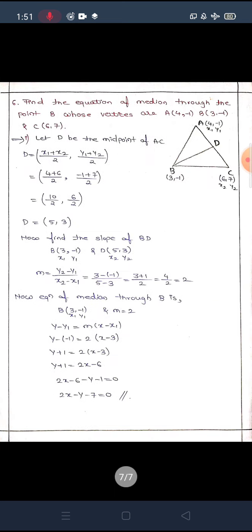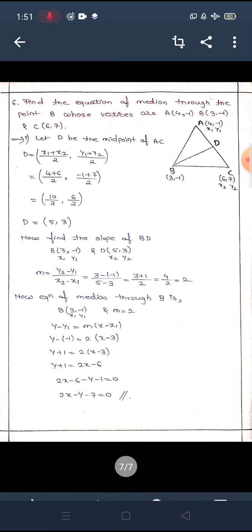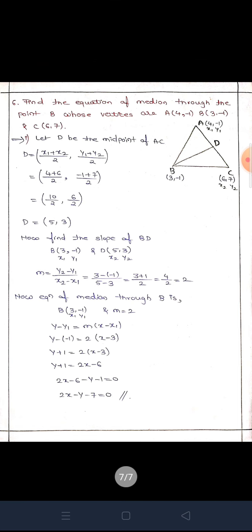Next, find the equation of the median through the point B, whose vertices are A, B and C. Now you have to find the equation of the median through the point B. Draw a triangle ABC and from the point B, draw one line to AC and mark that point as D. Now again D is nothing but the midpoint of A and C.